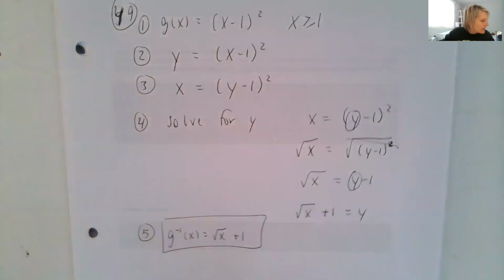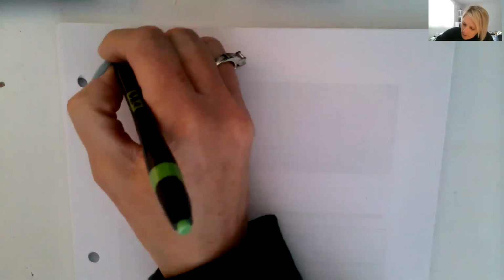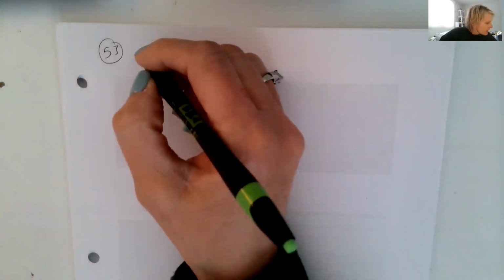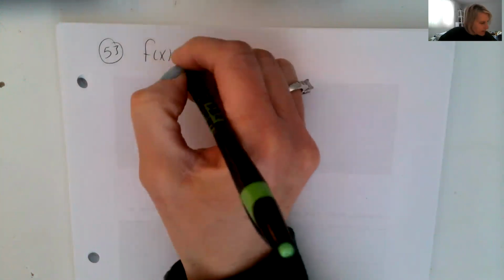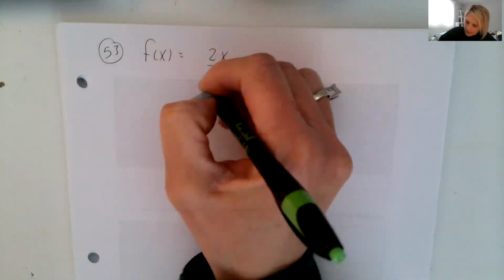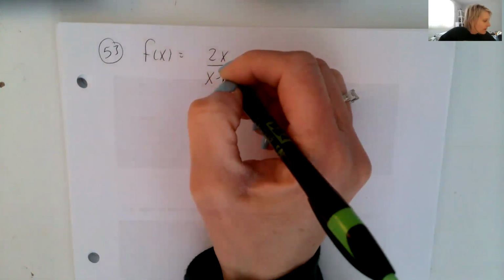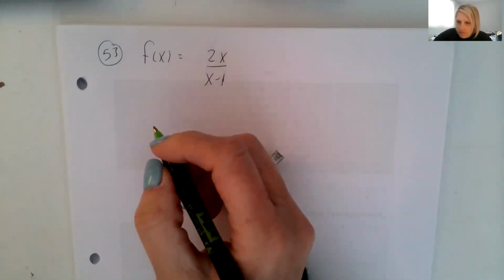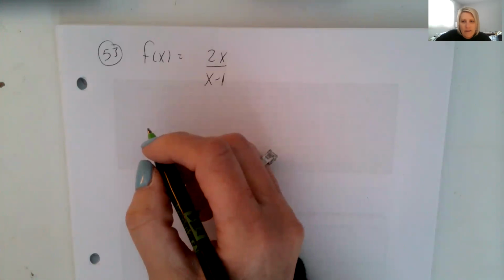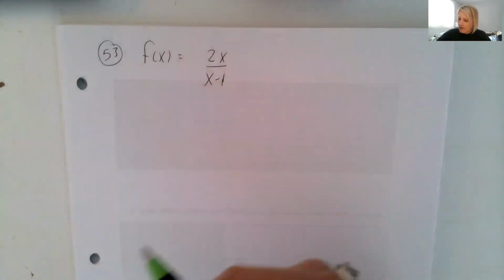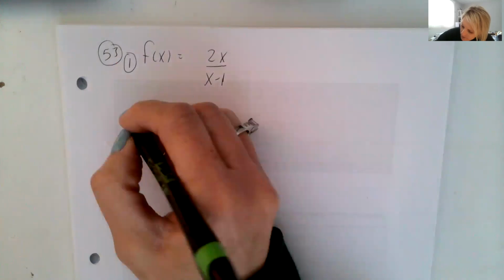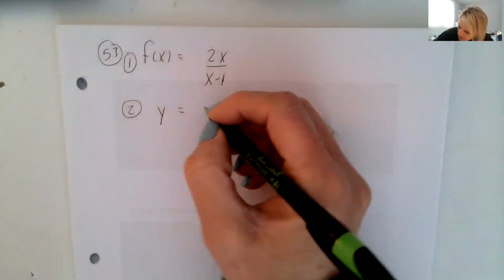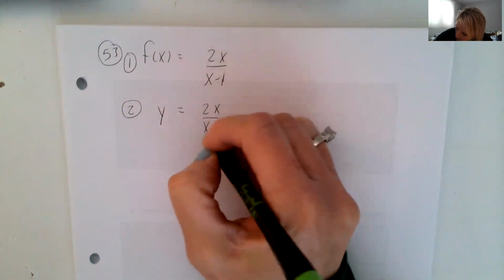Okay, and then the last one I want to do in this section is 53, just for practice. So 53, let's see if you can do this one. It's f of x equals 2x over x minus 1. This one's going to be tricky, isn't it? So that's the first step. The second step is replacing y here. So y equals 2x over x minus 1.